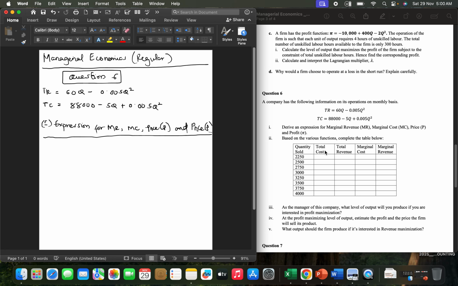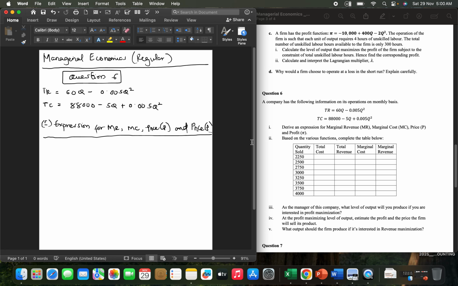Then the third one: as the manager of this company, what level of output will you produce if you are interested in profit maximization? Then, at the profit maximizing level of output, estimate the profit and the price the firm will sell its product. Then, what output should the firm produce if it's interested in revenue maximization?